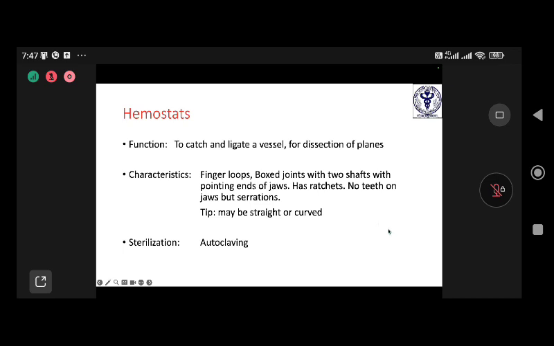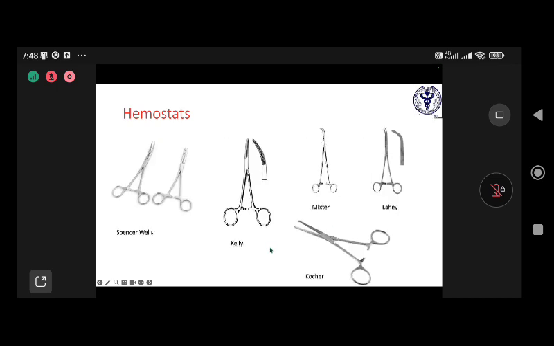There are no teeth on the jaw, but there is serration. Why is there serration? To make the grip stable on the tissue. Again, it may be straight or it may be curved. So the primary function is ligation or control of the vessel, and also it is used for surgical plane development. Again, autoclaving is the way to sterilize. So depending on the size, the tip, and the curvature, you can have multiple variations. Know the difference between Mixter and Lahey, because one of the favorite points of the examiners is how you differentiate and identify them. So just be careful about that.